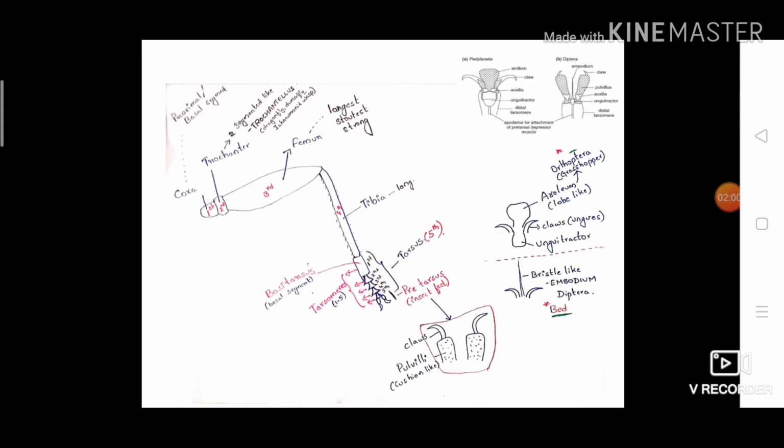In some insects, the pretarsus ends with a lobe-like structure in between the claws. This lobe-like structure is called the arolium, which is present in Orthopterans such as the grasshopper. And in between the claws is a plate-like structure called the unguitractor, and these claws are also called ungues. And in some dipterans, in between the claws is a bristle-like structure known as the empodium. And the tip to remember is BED: B for bristle-like, E for empodium, and D for Diptera.